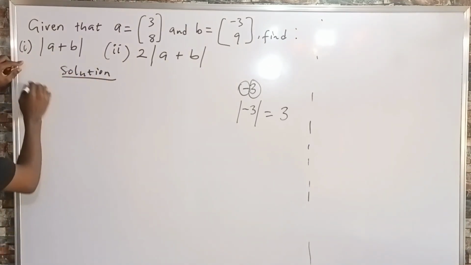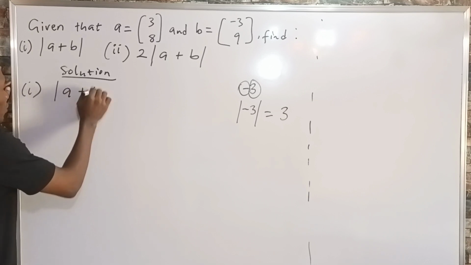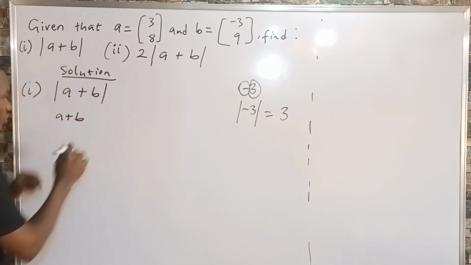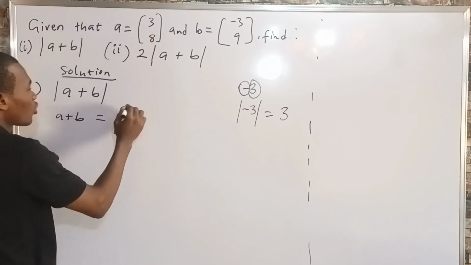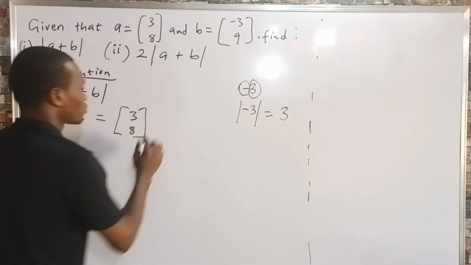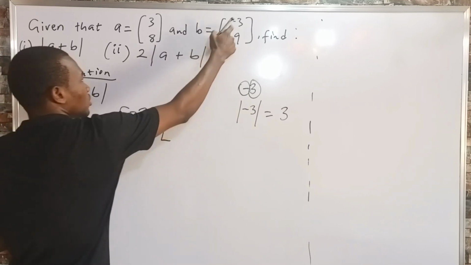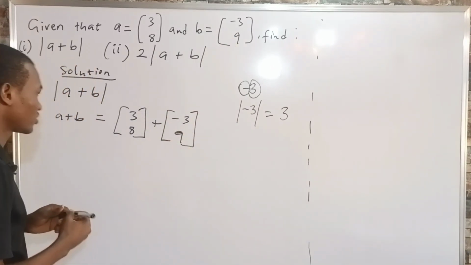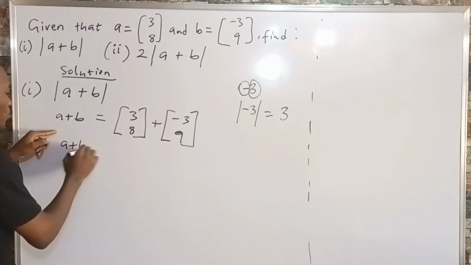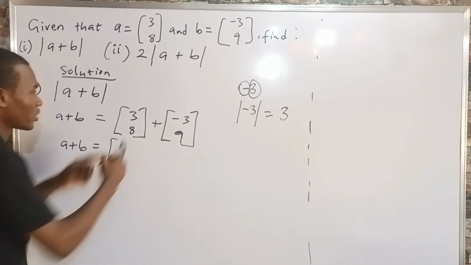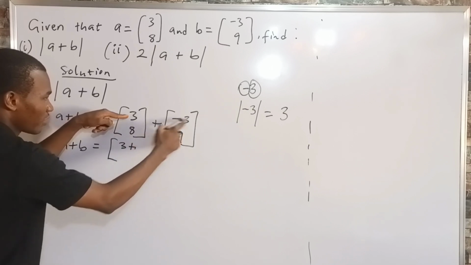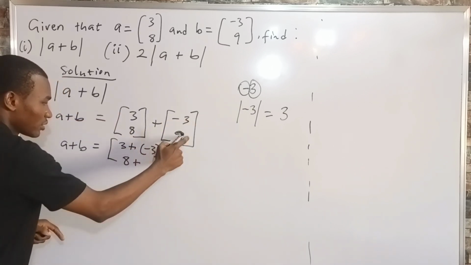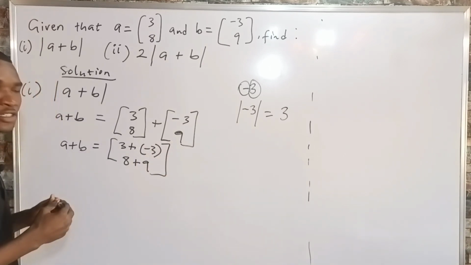The first question, which is part I. We are asked to find the absolute value of A plus B. First, let us find A plus B. A plus B simply means adding up 3, 8 for the first matrix, to, for B, negative 3 and 9. And how do we add matrices? To add matrices is very simple. We then have that A plus B is equal to the matrix of 3 plus negative 3, then coming below, we have 8 plus 9. Okay, this is how to add matrices.